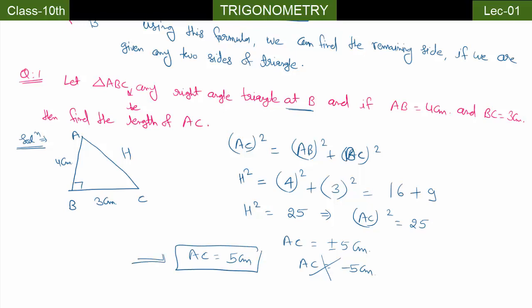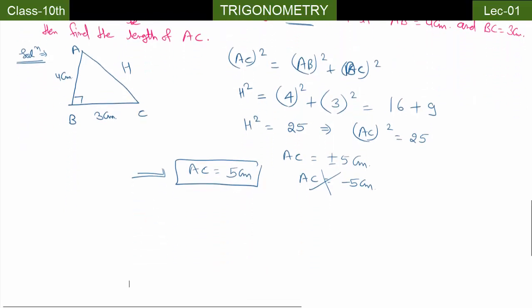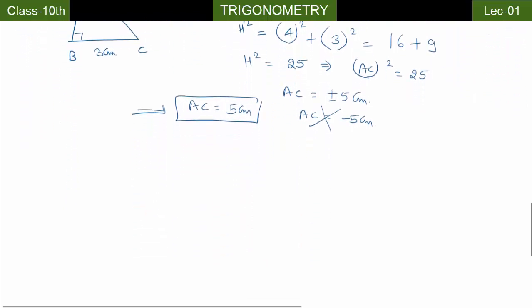So this way, by using this theorem, we can find the remaining side if we are given any two sides of a right angle triangle. Hope this question is clear to you. Let's take one more question on the Pythagorean theorem. Question number 2.